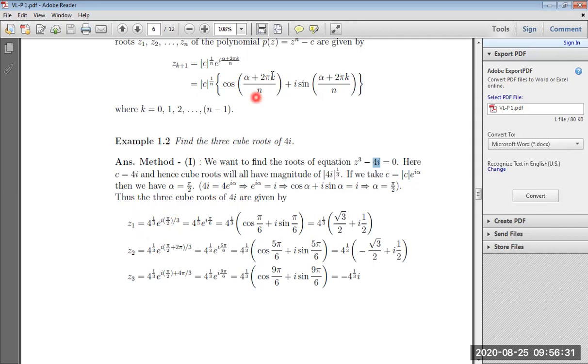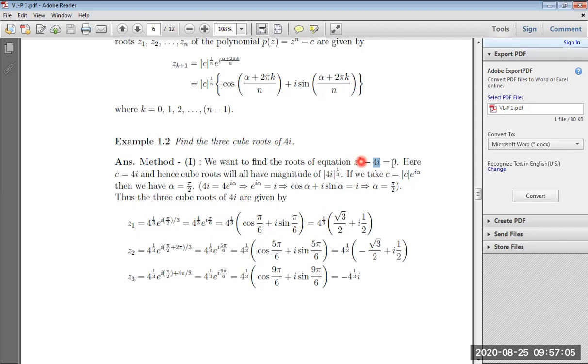Take k equal to 0 and n equal to 3, because you are finding cube roots of that complex number. So you will get this. Now this is simply e to the power i pi by 6. Apply the definition of e to the power i theta, that is cos theta plus i sin theta, and you will get this. And write the values of cos pi by 6 and sin pi by 6. Okay, so cos pi by 6 is root 3 by 2 and sin pi by 6 is 1 by 2. So this is one of the roots of this equation, z to the power 3 minus 4i is equal to 0.